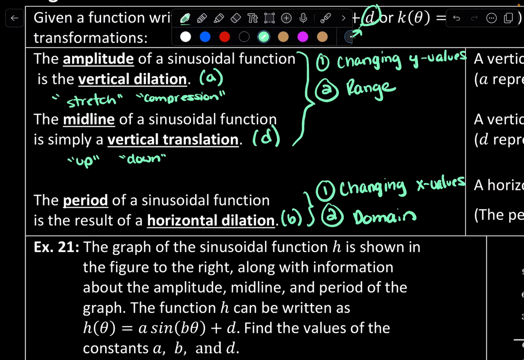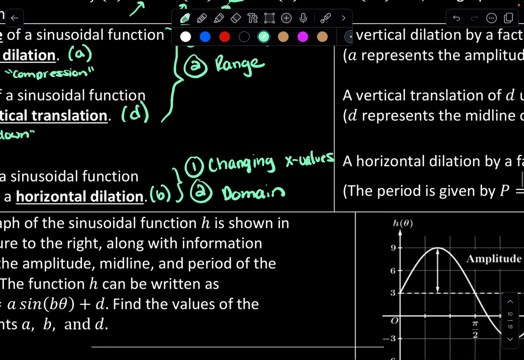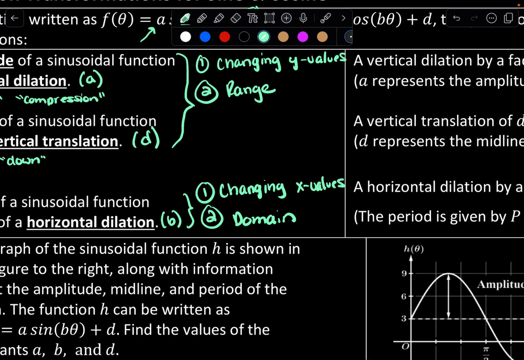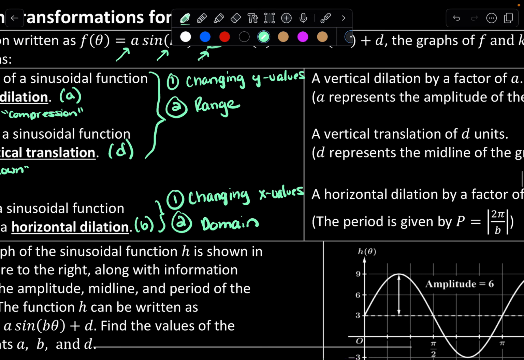So we talked about domain restrictions for the trig expressions that have vertical asymptotes. Your horizontal dilation will also change those. So not pushing them to the left or to the right, but stretching them outwards or compressing them inwards. We'll talk about shifting them left and right.